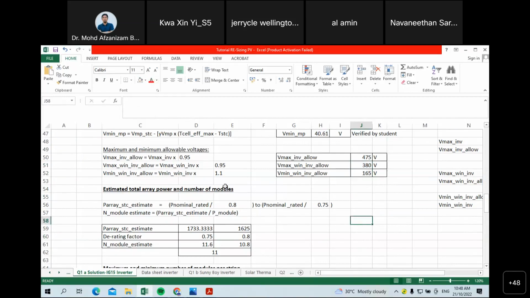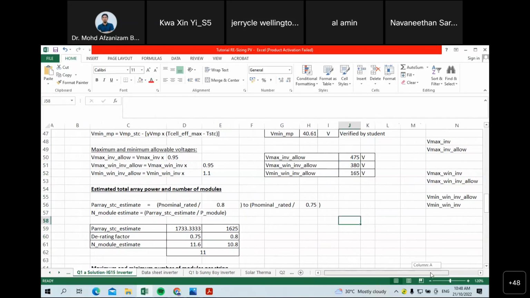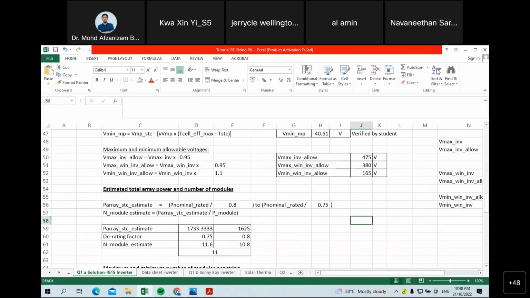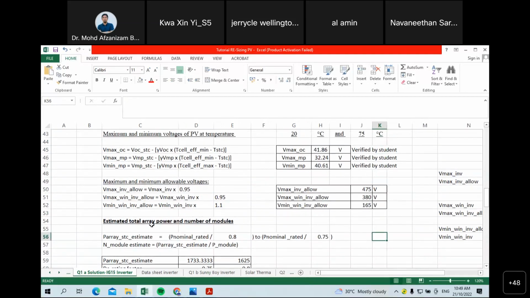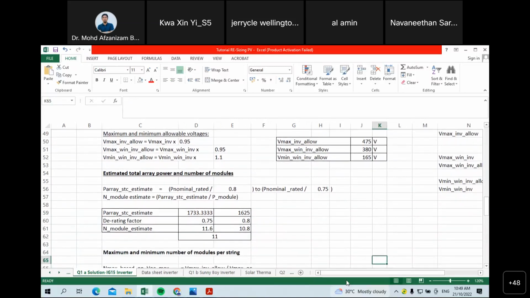Next, guys. We already determined the Vmax, Vmp, everything, and we already determined the window of the inverter. Afterward, we go for the estimated total array power and number of modules. So how to calculate this one, guys? Just grab this one: P array. P refers to power. Array, you guys remember array? What is the meaning of array?